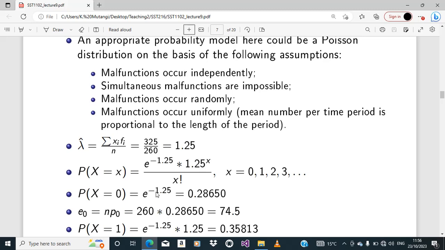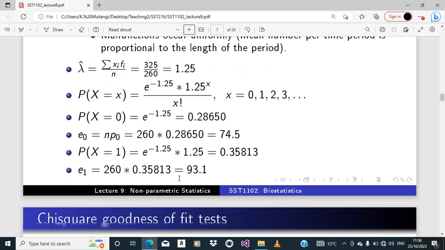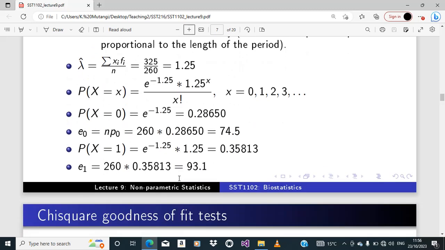This is done by substituting 0 whenever there is x in the PDF. As you can see, we've indicated what lambda is. It's 1.25 here. And therefore, when x is 0, we are simply putting 0 where there is x to get the various probabilities which you see.